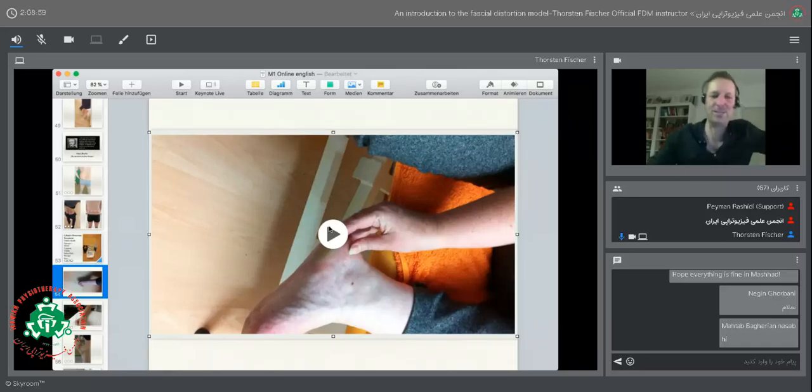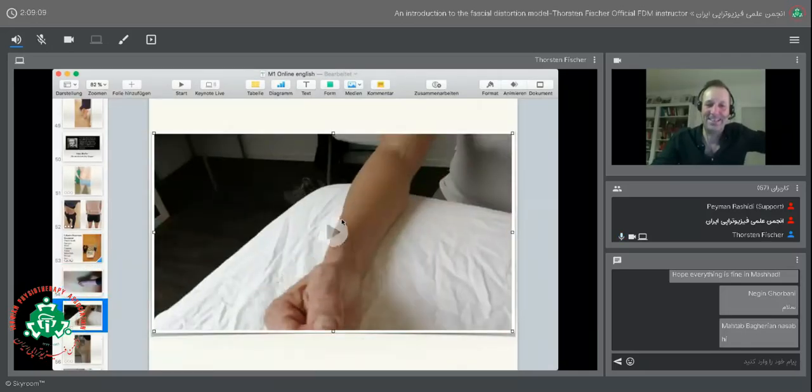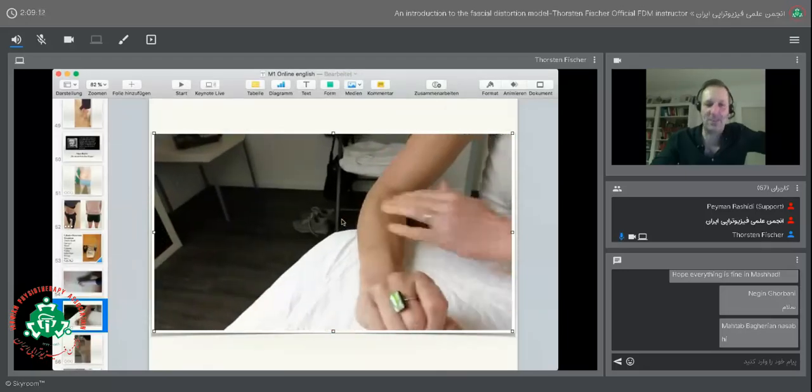Exactly, heel spur. Yes, exactly. Yes. So next patient. Plantar fasciitis, maybe 2, yeah.